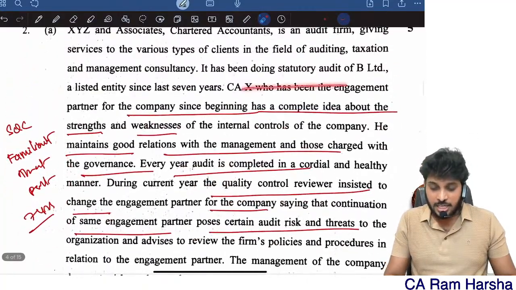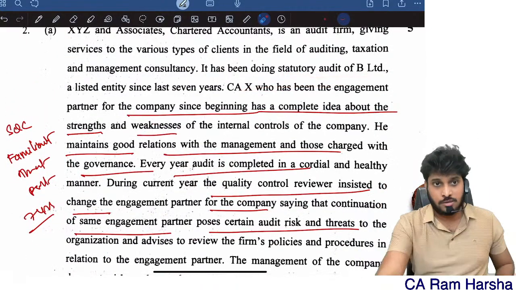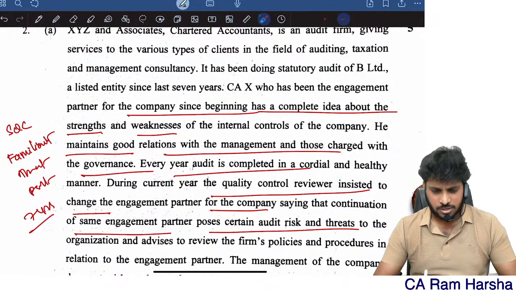Here, the engagement partner is there for so long a period. Just 1 minute. I think there is some issue. I hope it is proper. Let me check once again right away.